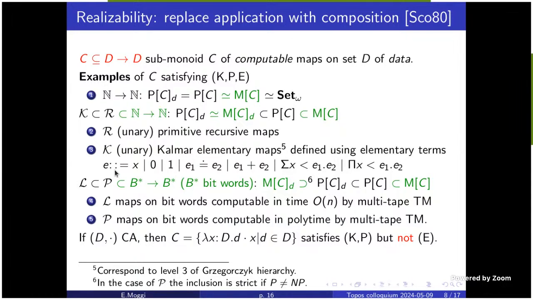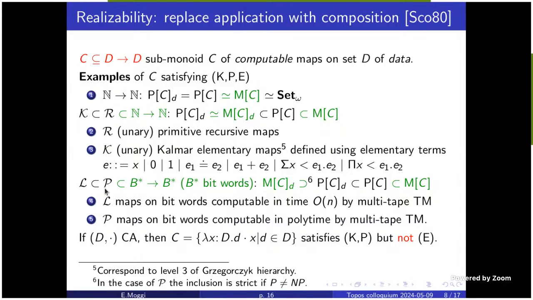Now, I just recall what a Kalmar elementary map is. It's a map that can be described by this expression interpreted in the set of natural numbers. So I have summation, product, bounded summation, bounded product. This is testing for equality. So it looks very much like Martin-Löf type theory, but in arithmetic form. Okay?